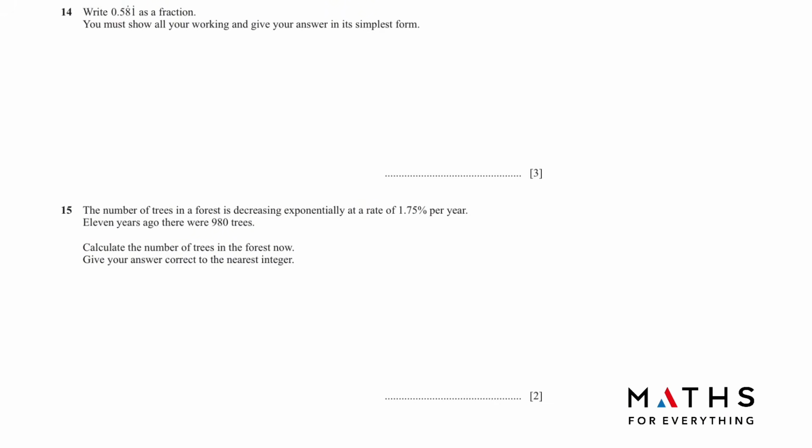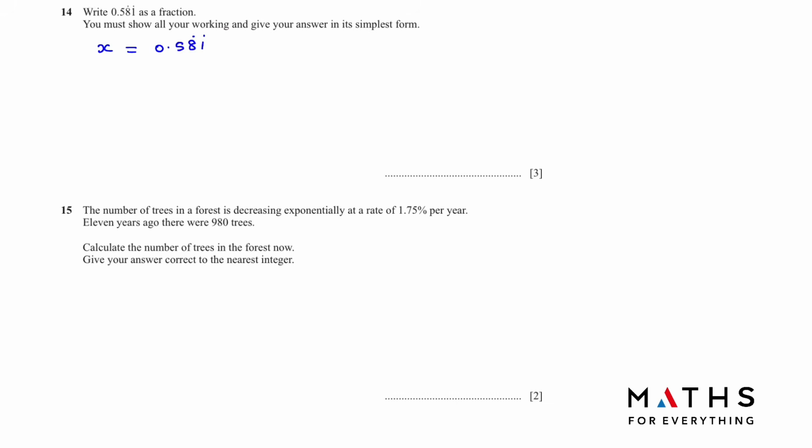Next question. Write 0.581 recurring as a fraction. 8 and 1 have these small dots, so that's a recurring decimal. You will write let x equal 0.581 with the dots on the top.